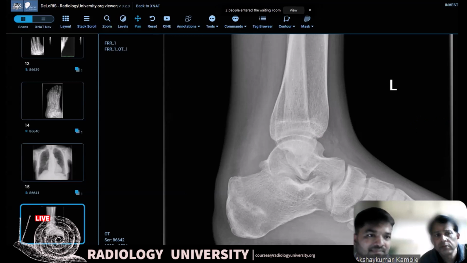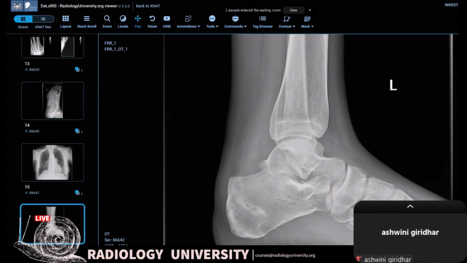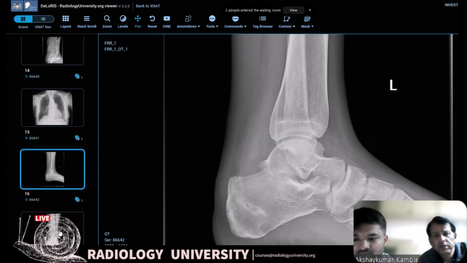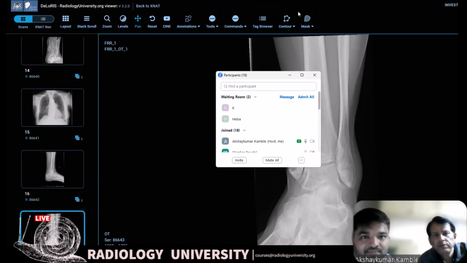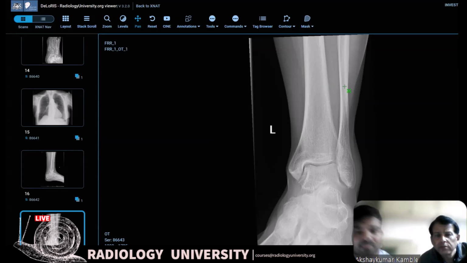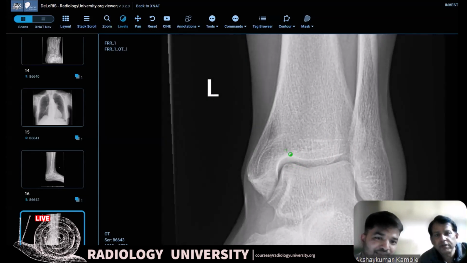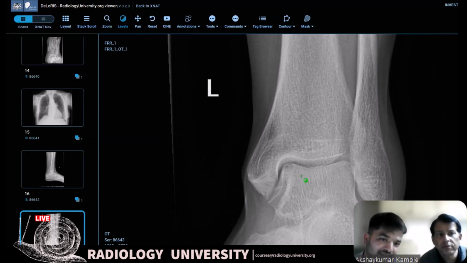Yeah. So there is a decreased Boehler's angle also. But that is due to the fracture, isn't it? Yeah, that's correct. Okay, so we'll move on to number 17. Talus osteochondral defect. Yeah, very good. That was really subtle. Very few of you have got it, but very subtle.